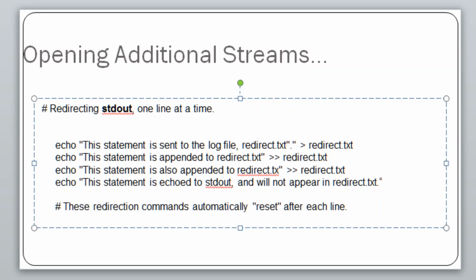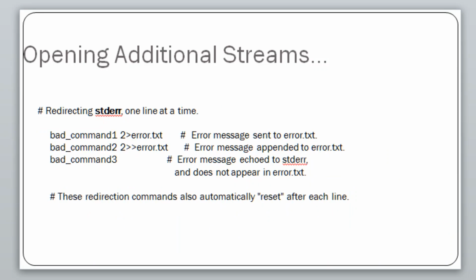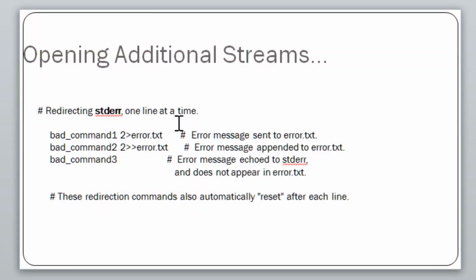In the next example, we're going to go ahead and do it on the command line to show you that we don't need to put it in a script. We can also do this on a command line, which is how it's typically used. Okay, so we're going to do a redirect of the standard error. We're going to do it one line at a time. So we're going to use bad command, so we're just going to use a command that doesn't exist and redirect that error to a file called error.txt. And then we're going to do it again, except we're going to append the error to an error.txt file. Okay, and then we're going to do a third command just to show you that it echoes a bad command.